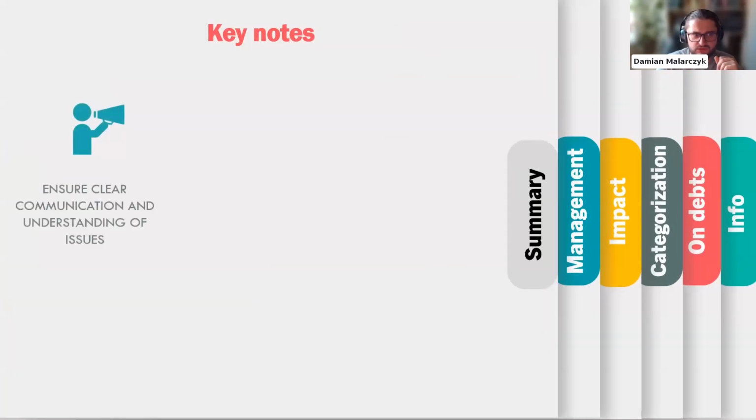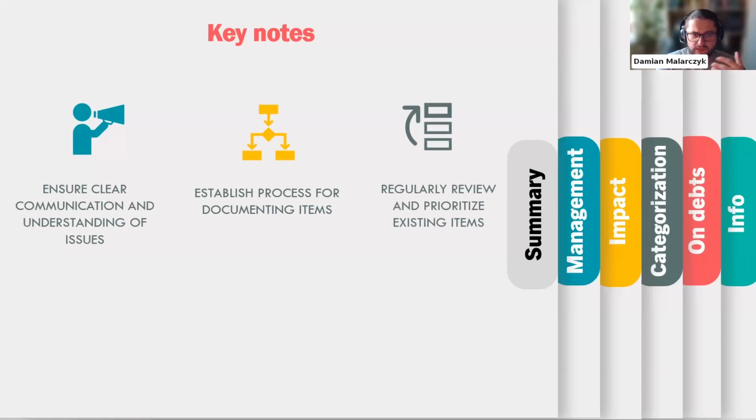So let's summarize it with some few keynotes. First, we have to ensure the communication between people in the team is clear and they are understanding the issues that are ongoing. We should have a process for documenting items, and the process should be also clear to everybody. The review and prioritization of existing items should be a regular work. It may be that something we today consider as a low risk, low severity, in 6 months will be a high risk problem because we have 10 times more users in the system.